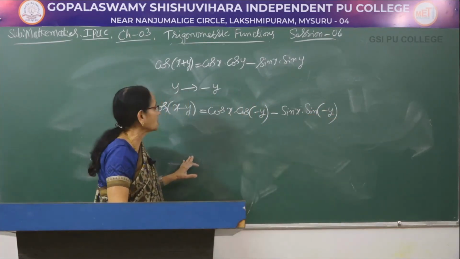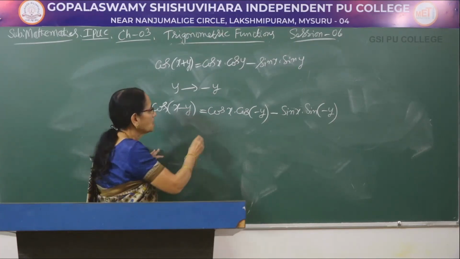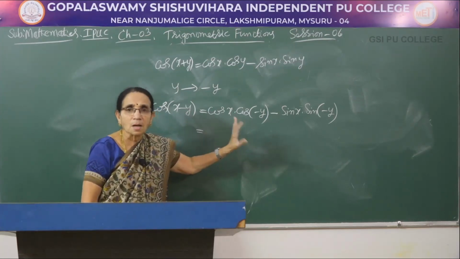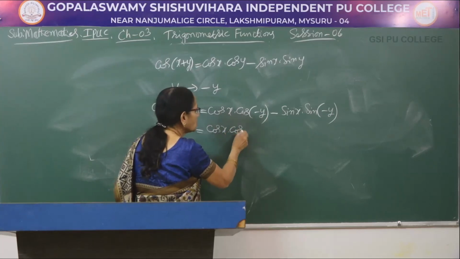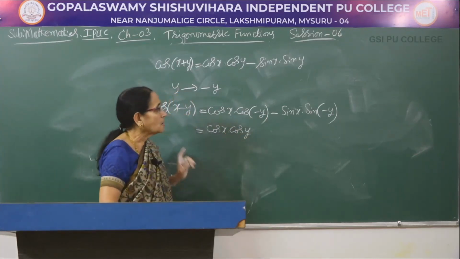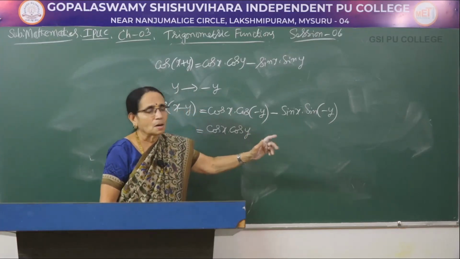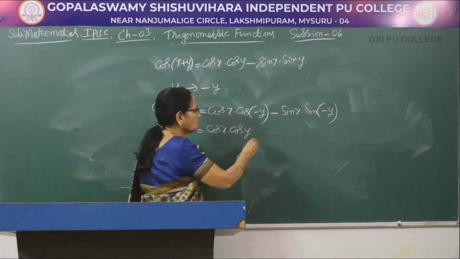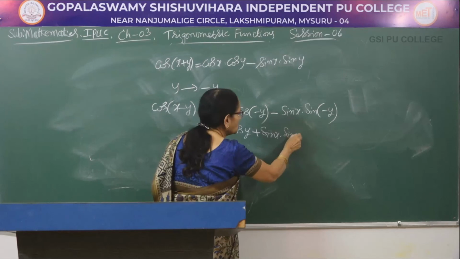So, that is what I am writing here. I am changing y to minus y. Now, we have already learned that cos of minus theta is cos theta, no change of sign there. So, it becomes cos x into cos y, whereas sin of minus theta is minus sin theta. There is already one minus sign. So, minus of minus, it becomes plus. So, we have here sin x into sin y.